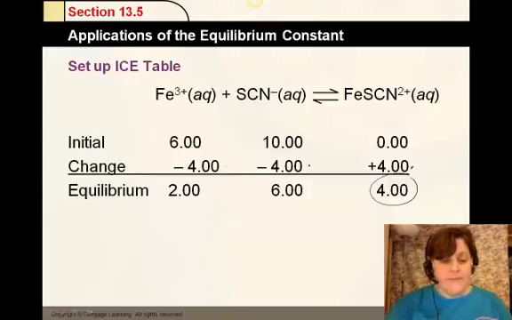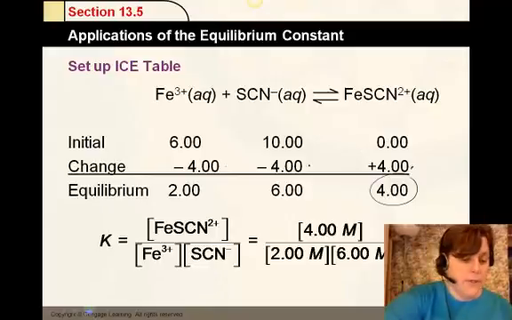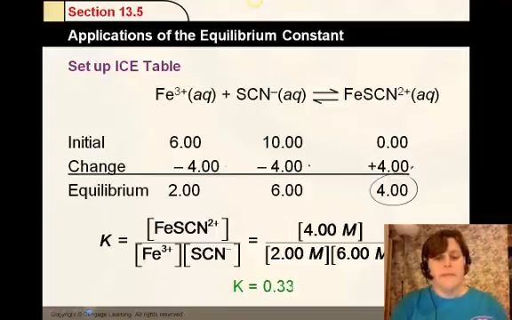Now the question I think was, what's the value of K? Pretty easy, because all we have to do is now put products over reactants. And you notice nothing is raised to any power, and therefore you put 4 divided by the product of 2 and 6, and I think you get about a third. Let's see. Yep. K is 0.333. And again, remember, there is no unit for K.